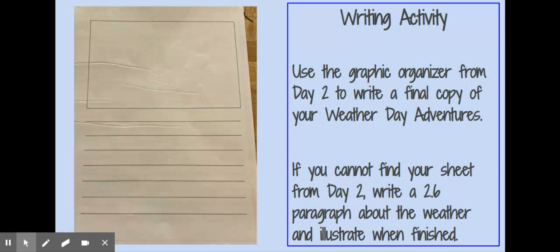For their writing activity today, they have the final writing organizer that's on the screen. It has a big box on the top for an illustration and lines below for the writing. You will use the graphic organizer with the 6 boxes from day 2 to write the final paragraph of their weather days. If students brought that in, I stapled that to the back of day 3 so you have all your resources. If students didn't bring it in, or if you cannot find that worksheet, students are writing a paragraph about today's weather day on the lines and then illustrating it when finished. Please make sure that their name is on this paper.